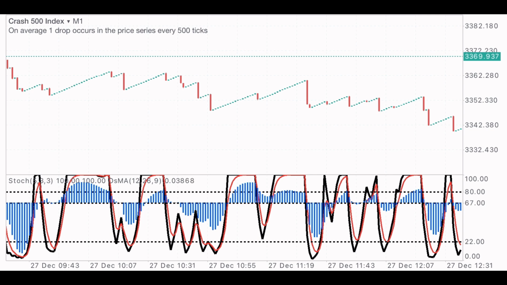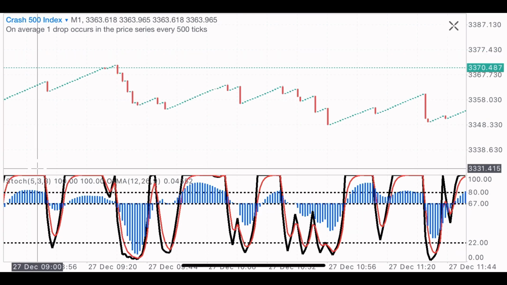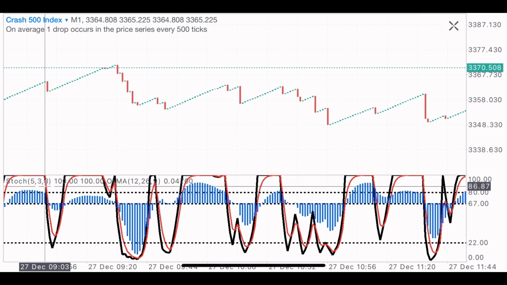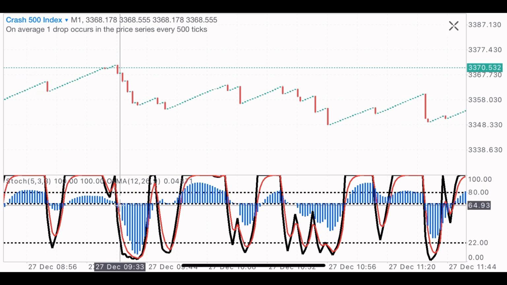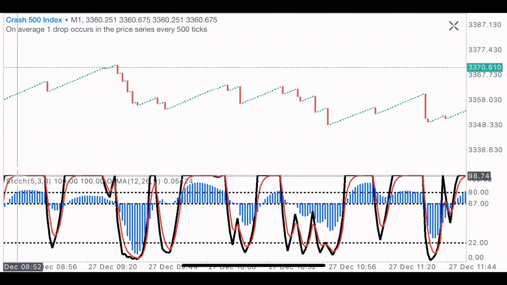So I'm going to start with the Crash 500 index, right? As you can see, the indicators are already on the chart. I'm going to show the settings for the indicators which I use later on in the video, right? I want you guys to pay close attention to what I'm about to show you right now. Right here, these black and red lines are the stochastic oscillator, while this blue line in the middle and these three levels here are the moving averages of oscillator, and this one right here, the black and the red, is the stochastic oscillator.